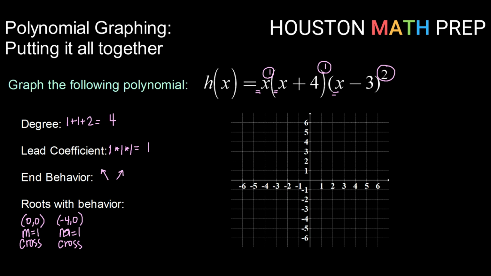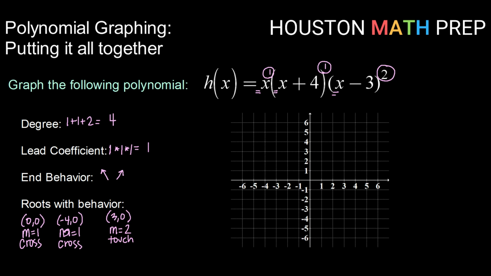And for our final factor, setting x minus 3 equal to 0, I get a root of (3, 0), and a multiplicity of 2, since it is raised to the 2 power. And I know that even multiplicity is going to give me touch behavior at that root.